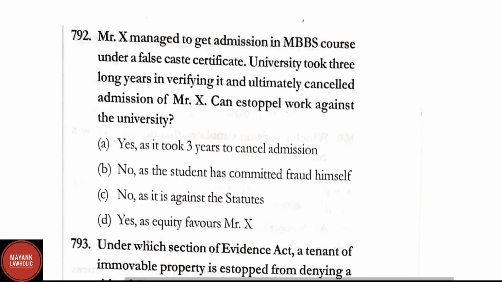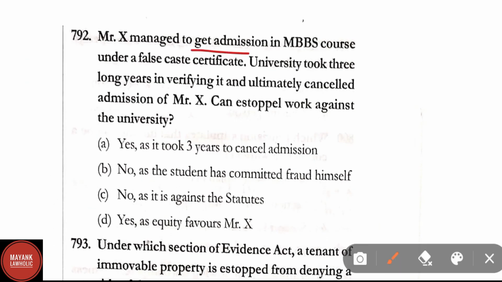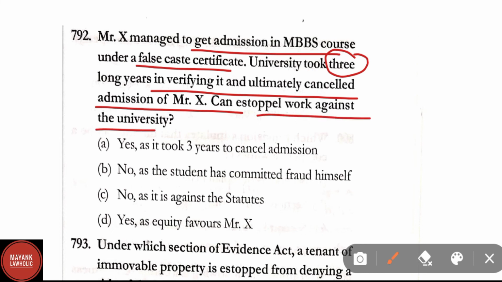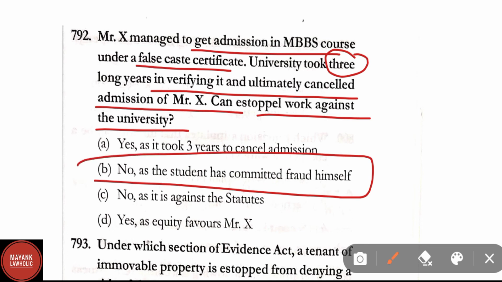Question number 792. Mr. X managed to get admission in the MBBS course under a false caste certificate. The university took 3 long years in verifying and ultimately cancelled the admission of Mr. X. Can estoppel work against the university? Here correct answer is option B. No, as the student has committed fraud himself.